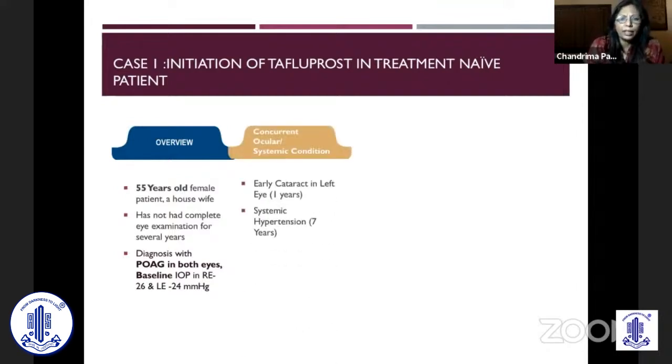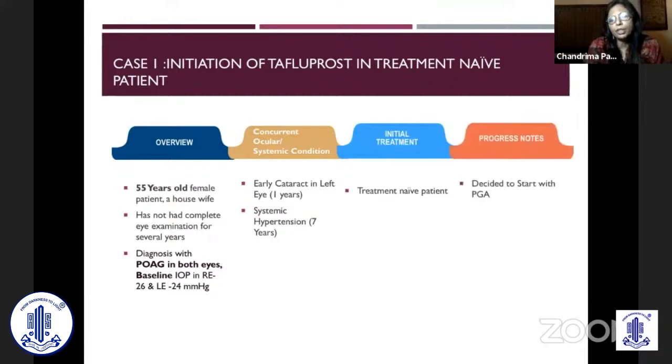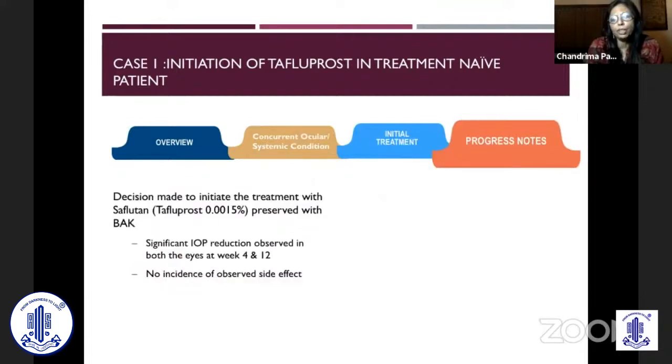She had early cataract in the left eye and systemic hypertension for 7 years. I told you that she's a treatment-naive patient, and we decided to start a PGA. So the decision was made to start the treatment with Saflotin preserved with BAK. That's when we did not have the preservative-free version.